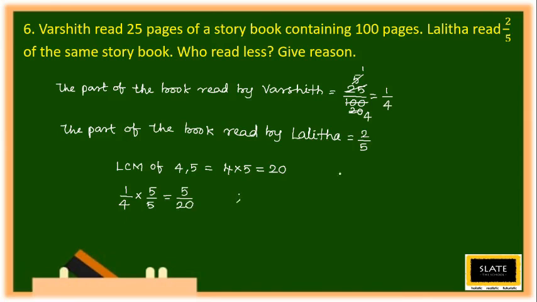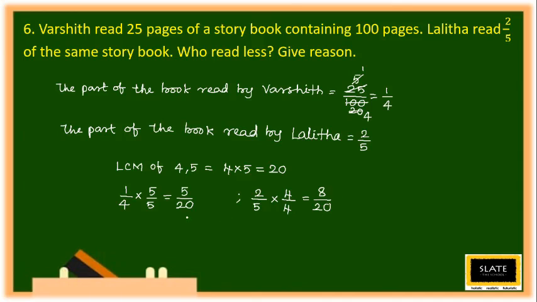Same way, the second fraction, that is 2 by 5. Now tell me what should be multiplied to get 20 in the denominator? Yes, we need to multiply with 4, same way to the numerator. So 2 fours 8 by 5 fours 20. Now both are like fractions. So 5 by 20, 8 by 20.